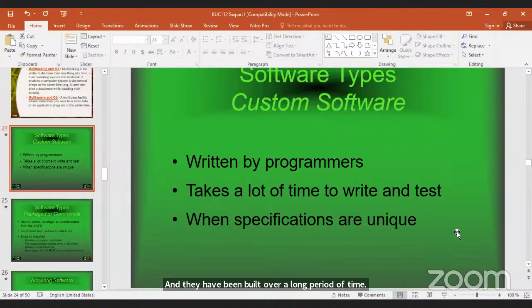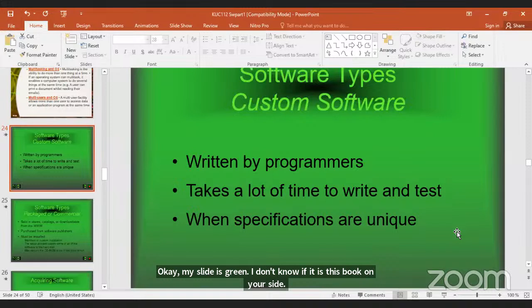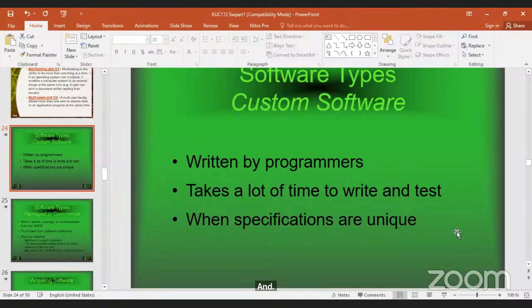Okay, my slide is green. I don't know if it is visible from your side. Let me just check. Let me just zoom.